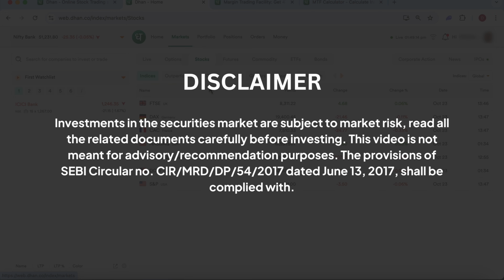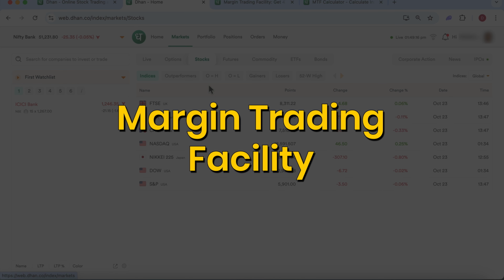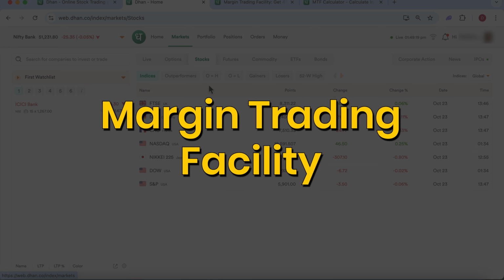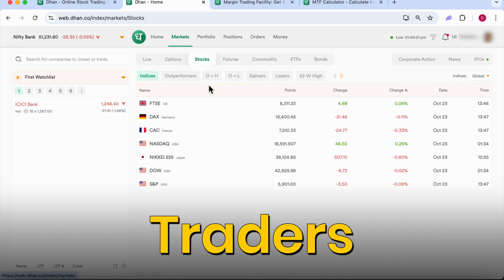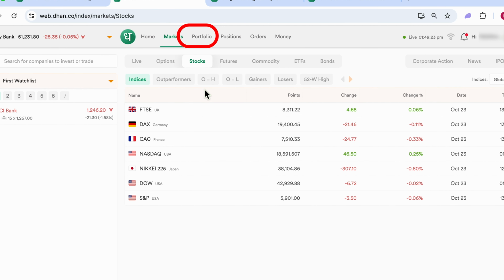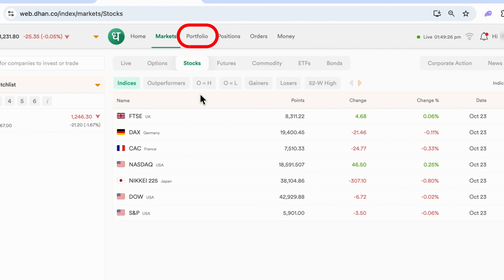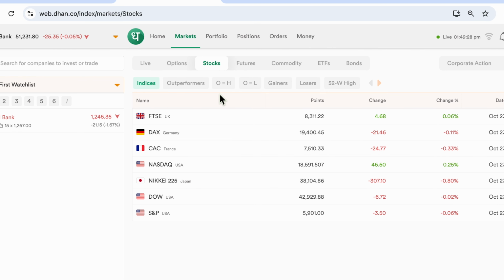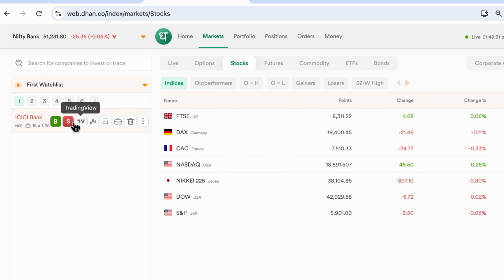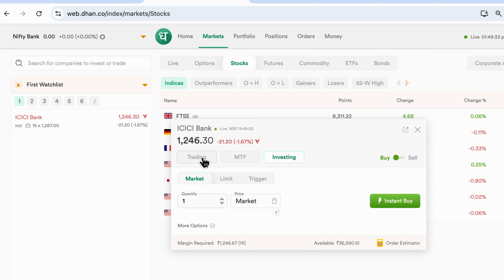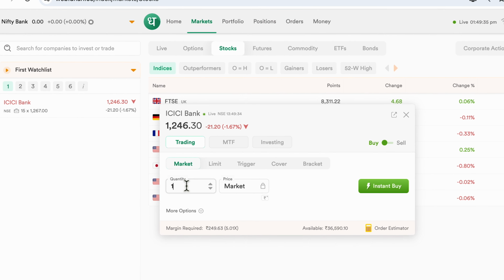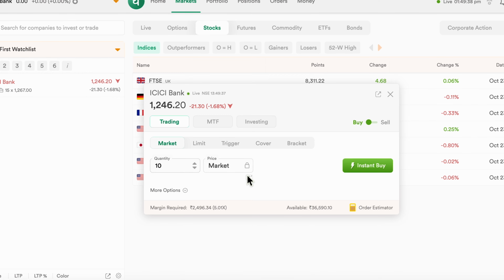Friends, I want to talk to you about MTF, Margin Trading Facility, which is a tool available to traders for holding positions with the help of leverage. But unlike regular margin, which is available on a day-to-day basis, for example, if I select a stock and click buy, I can click trading over here and buy a large quantity, but the amount I will have to pay will be less because I am getting a 5x margin over here. But this margin is only available for intraday.